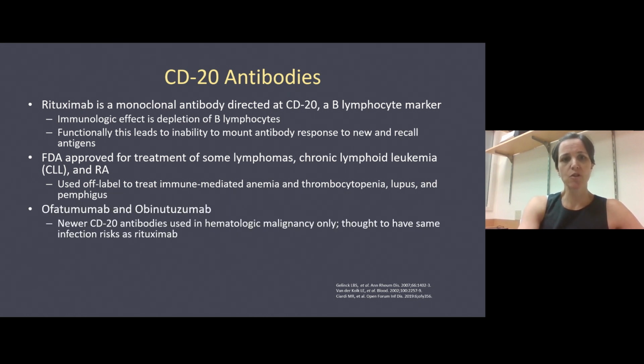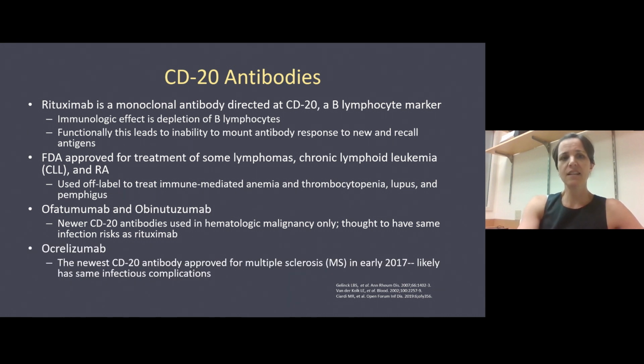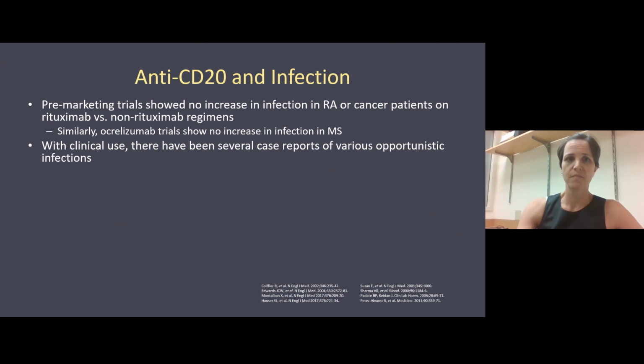Ofatumumab and obinutuzumab are newer anti-CD20 antibodies that are exclusively used in hematologic malignancies, so you probably won't see them as often. And then there's this newest drug, which I think you probably will see used, called ocrelizumab. That's approved for the treatment of multiple sclerosis since 2017. It also likely has the same infectious complications as the other 3 drugs in this family. Pre-marketing trials showed no increase in infection risk in RA or cancer patients getting rituximab versus non-rituximab regimens, and ocrelizumab trials have shown no increased risk for infection in multiple sclerosis patients.